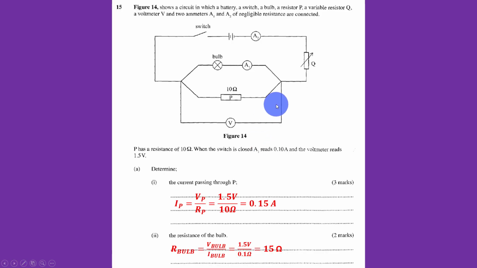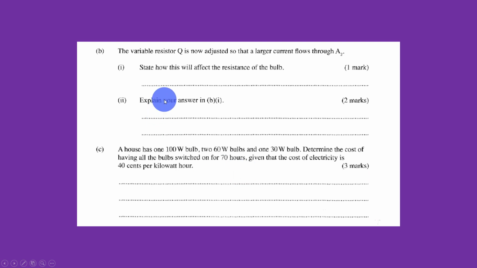Let me see. A larger current flows through A2. It means that more current is going to flow through here, and we know that it's going to produce a heating effect in this bulb, and if it is a filament lamp, then its resistance is going to increase. That is my take on that. And of course, I've given the explanation.